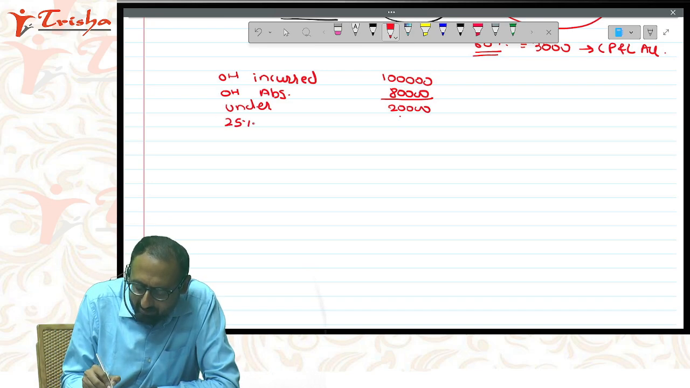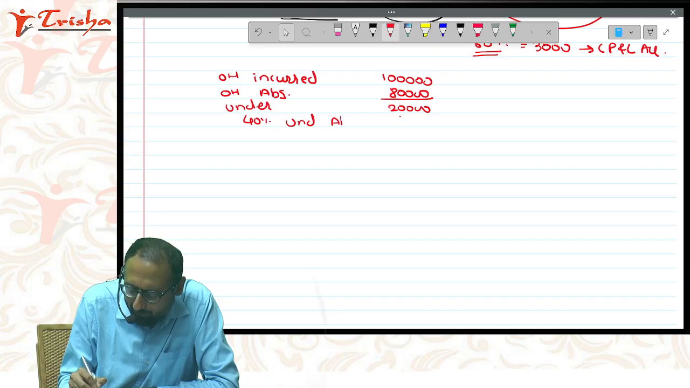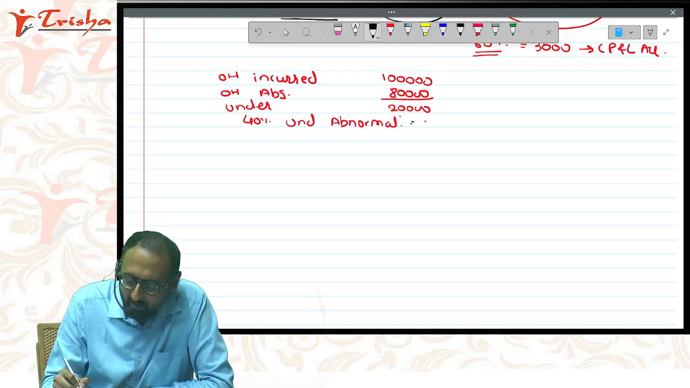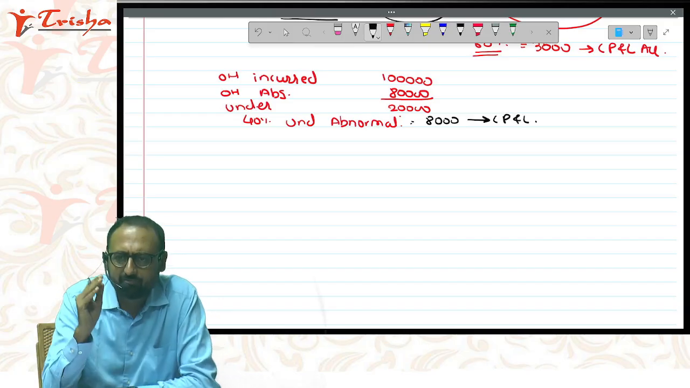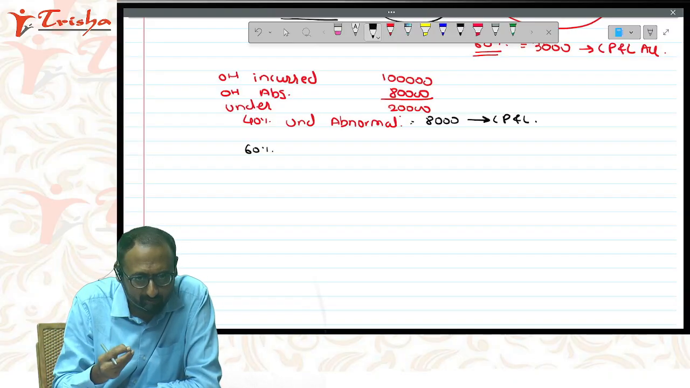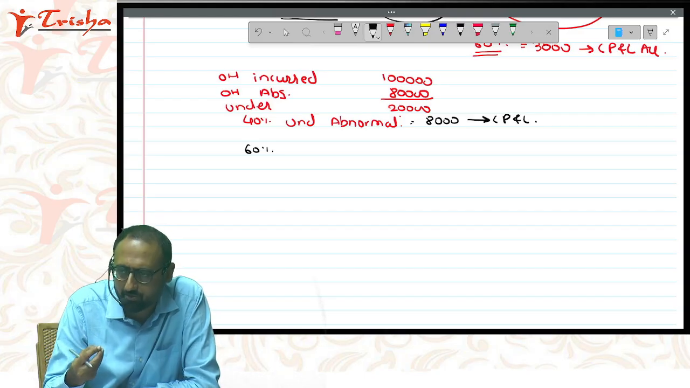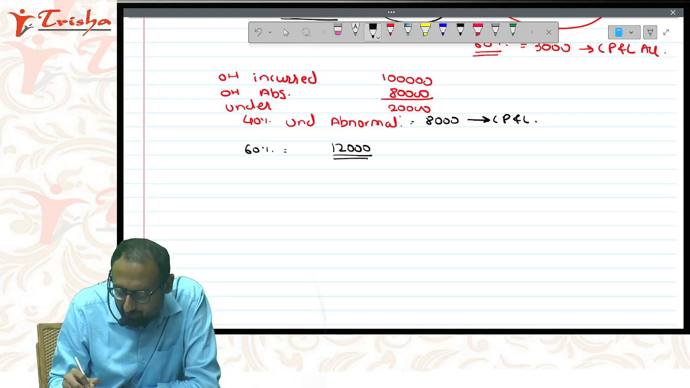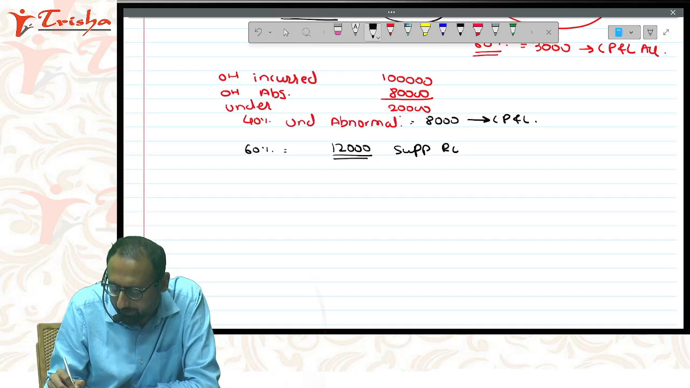Suppose 40% of under absorption is due to abnormal reason. What will you do? How much amount will you transfer to costing profit and loss account? 20,000 multiplied by 40% is 8,000, directly transferred to costing profit and loss account. The remaining 60% is due to normal increase in material cost, indirect labor cost and overhead. So 20,000 into 60% is 12,000, and for the 12,000 you will calculate the supplementary rate.